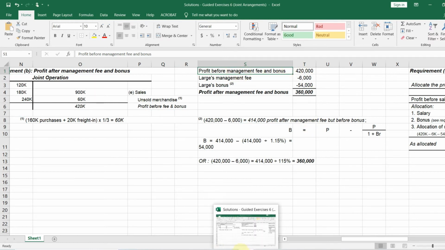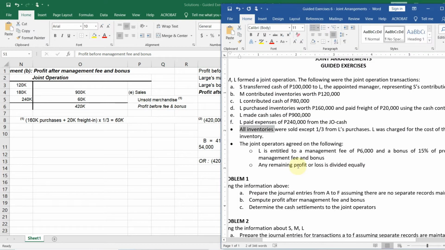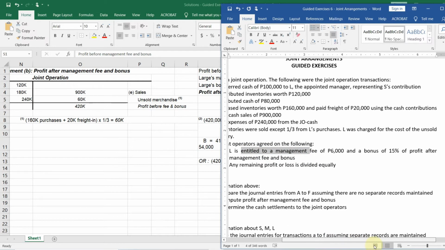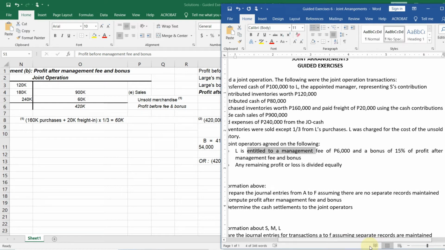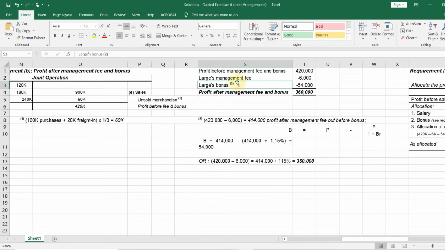So, let's look at the given. It says the joint operators agreed on the following. L is entitled to a management fee of 6,000 and a bonus of 15% of profit after management fee and bonus. Any remaining profit or loss is divided equally. Okay, so we'll follow that. The management fee of L is 6,000, so just deduct it. And then the bonus of L, since he is the managing operator, is 54,000.